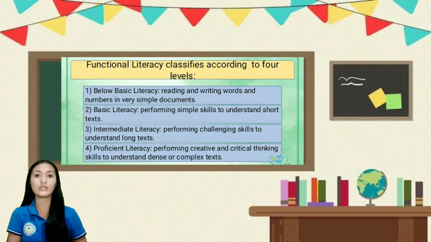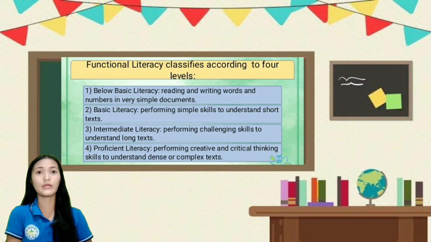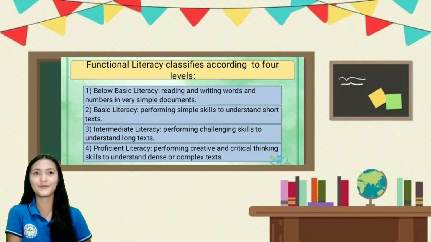Fourth one is the proficiency literacy. This is the last one, meaning performing creative and critical thinking skills to understand dense or complex text. Examples are comparing viewpoints in editorials, interpreting statistical graphs, measuring and calculating the cost of items per ounce. Have you noticed that as we advance from below basic to basic, intermediate, and proficient, we go from simple tasks to more and more complex skills?